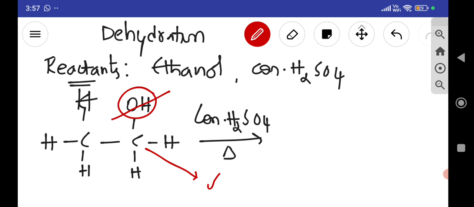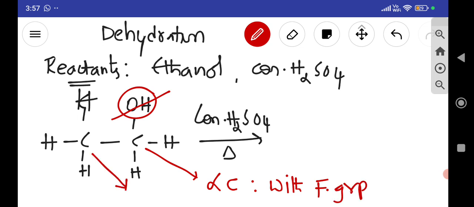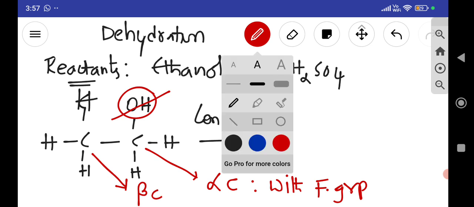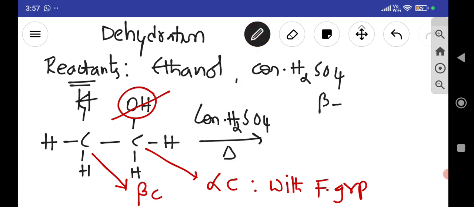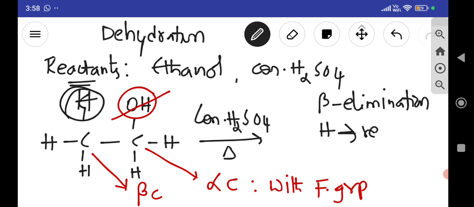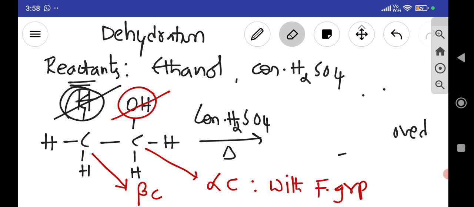This is called the alpha carbon. Why is it called the alpha carbon? The carbon which is connected with the functional group is always known as alpha, and the next carbon is called the beta carbon. So we have an important term called beta elimination. What is meant by beta elimination? Elimination means removal. So one hydrogen is removed from the beta carbon, and therefore this reaction is called beta elimination. Hope you have understood this.